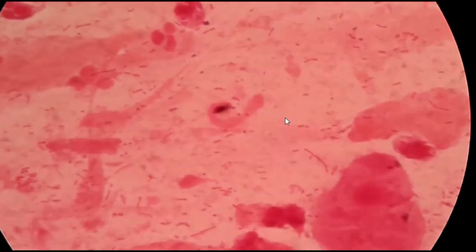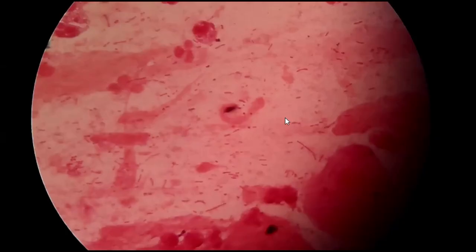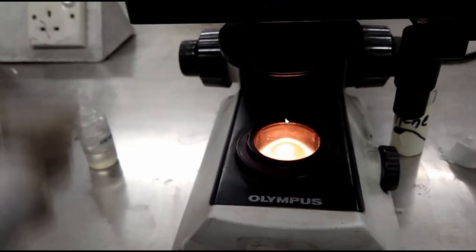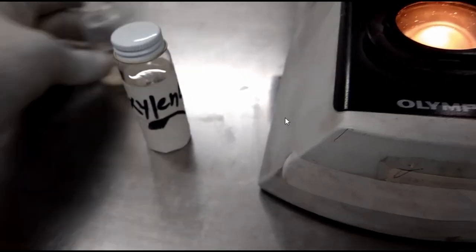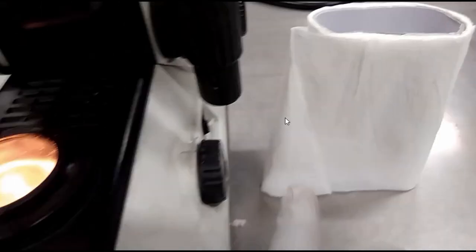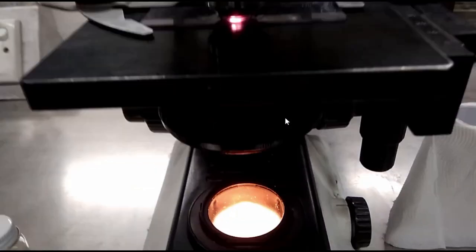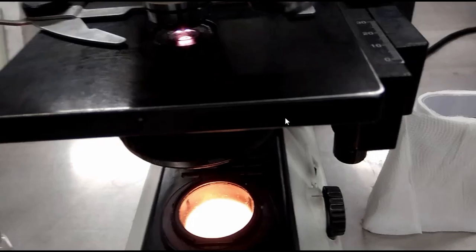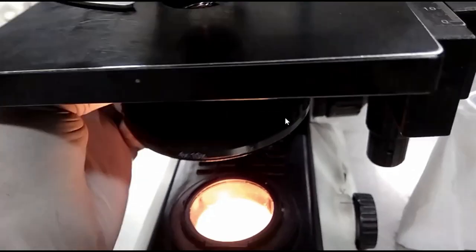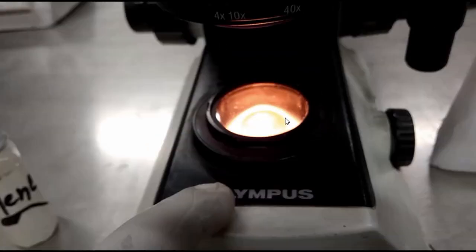Now, key notes. Always observe or focus at 10x and then shift to the 40x or 100x objective. If you use the 100x objective, use oil, that is cedar wood oil. If the image is not clear, then you can only use fine adjustment but not coarse adjustment. If your lens is dirty, only clean it with wiping lens paper or xylene.